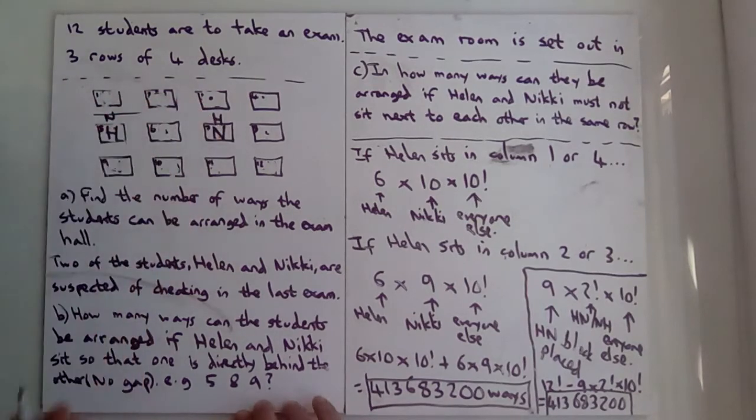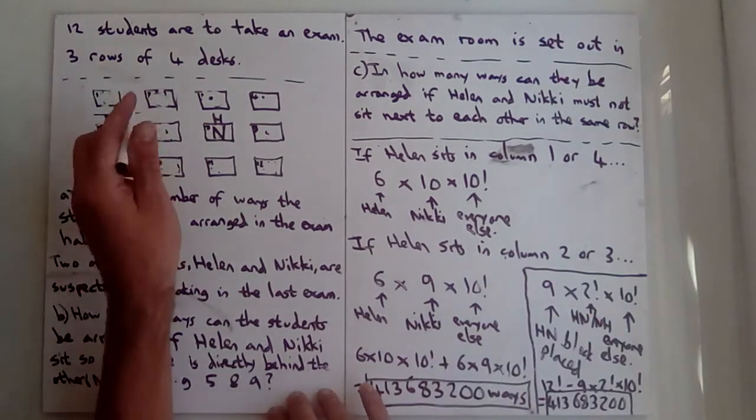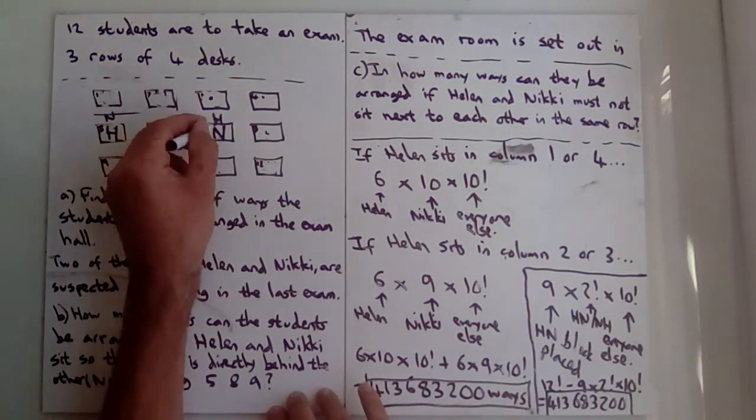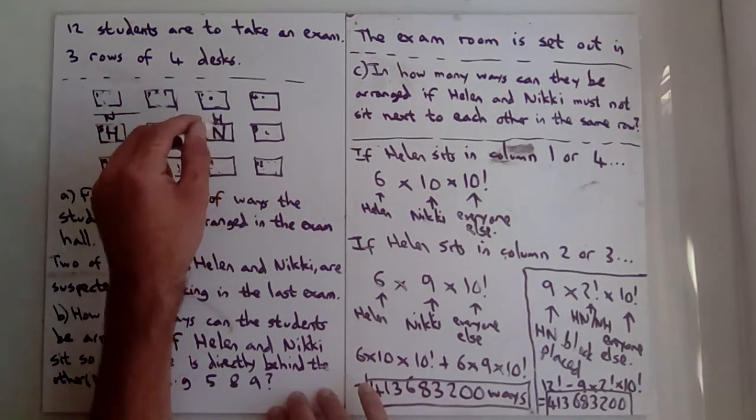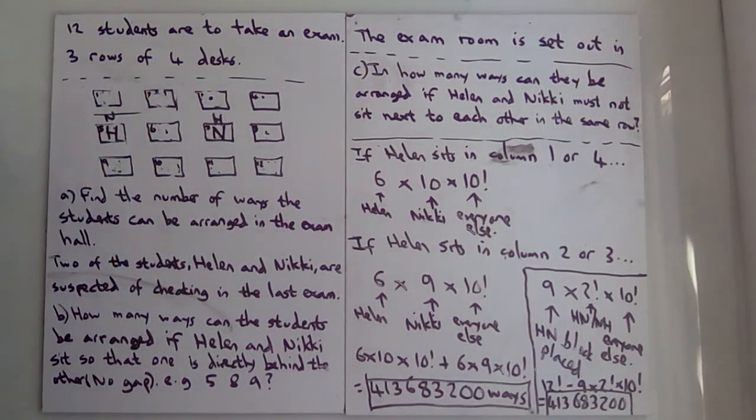But if you think about it, in the second scenario we were considering Helen being in columns 2 or 3. So this would have been one of the seats where Helen would have been here in column 2 or 3. So this other combination would have been counted in the second method, and that also goes for part B, the beginning way that we did part B. They would have been counted in the second scenario.